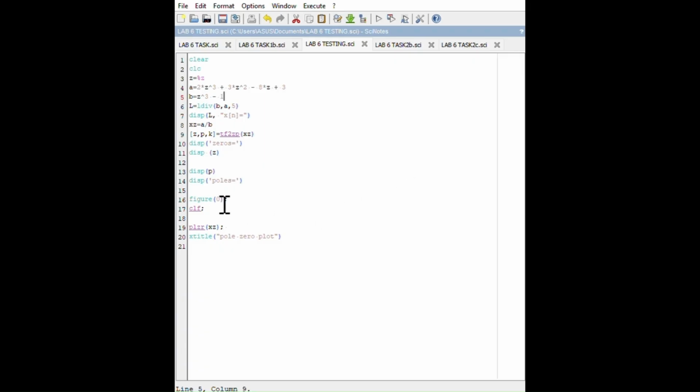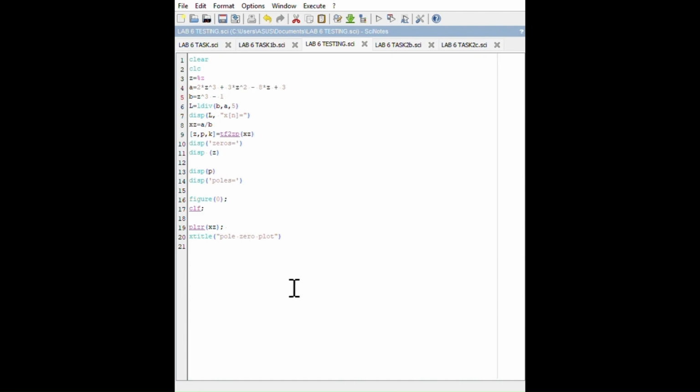And B, we will put the denominator, which is Z power of 3 minus 1. This is power of 3, because if you put power of 2, it will not generate the graph. And then L equals to LDIV, which means the polynomial long division. Then below this, this is display. It will print the resulting sequence array L to the console.